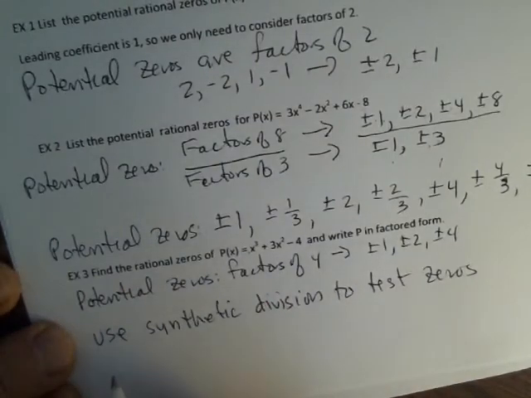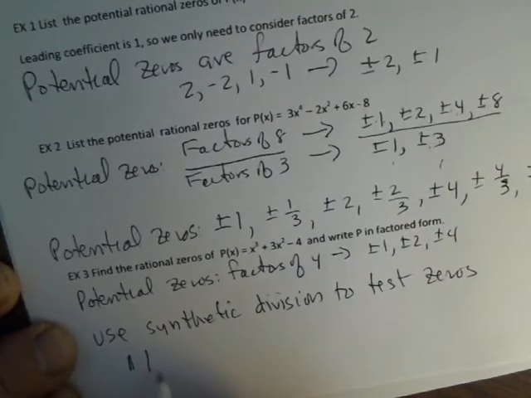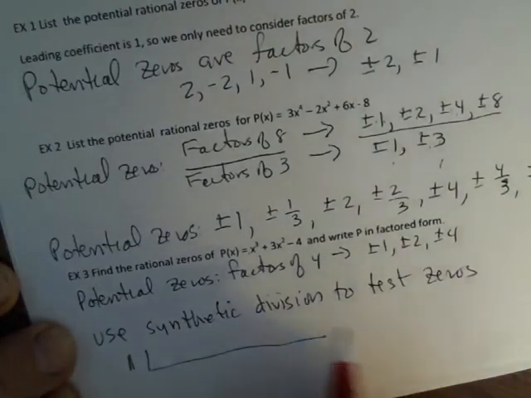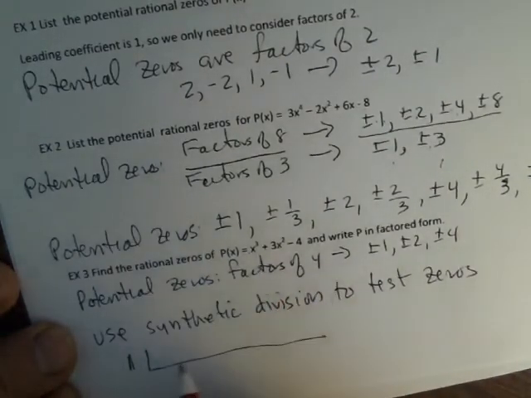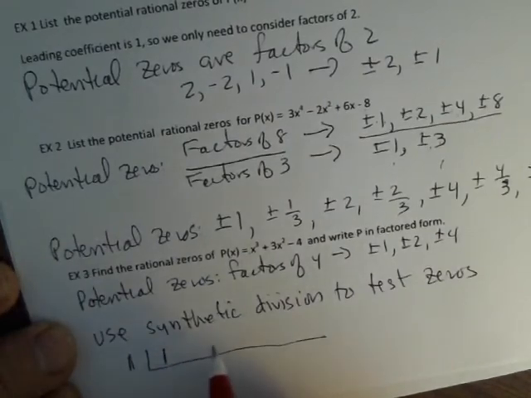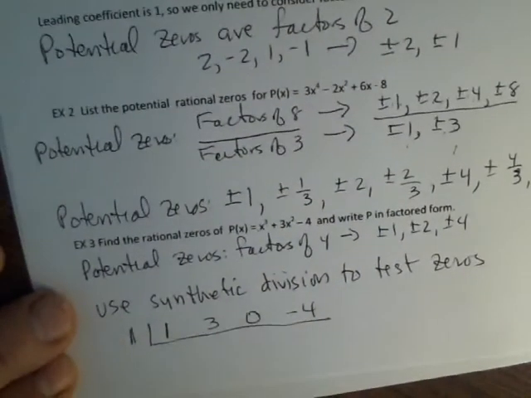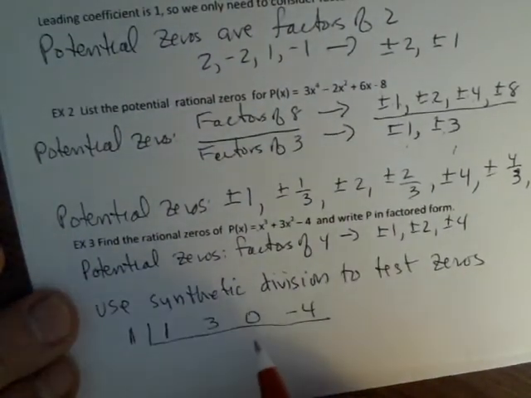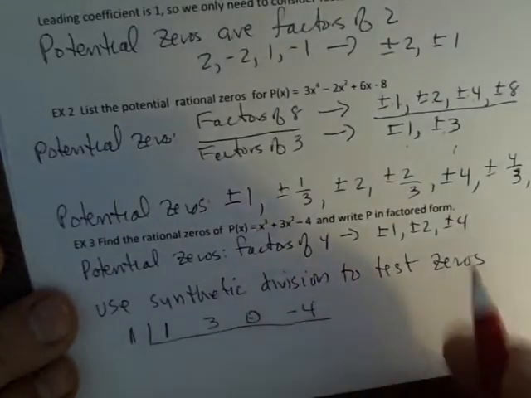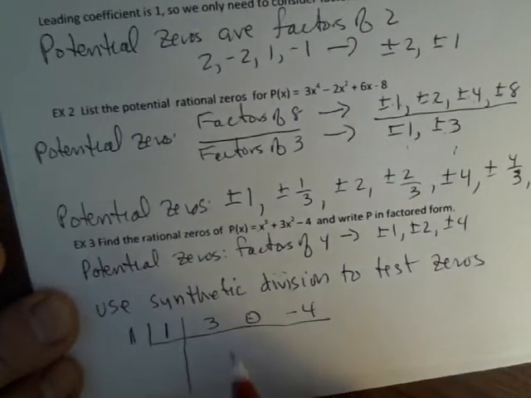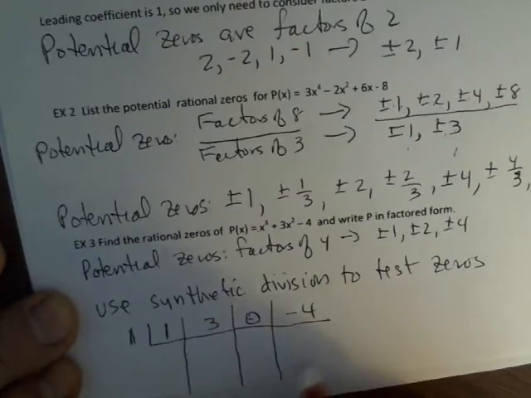Okay, so when I set up my synthetic division, I'm going to try 1 as my potential 0. I list my coefficients. I've got 1x cubed, I've got 3x squared, I've got 0 x's, and I've got negative 4. So be careful there. If you forget this 0 for your missing x term, then you're in big trouble. And you'll be there for a long time.